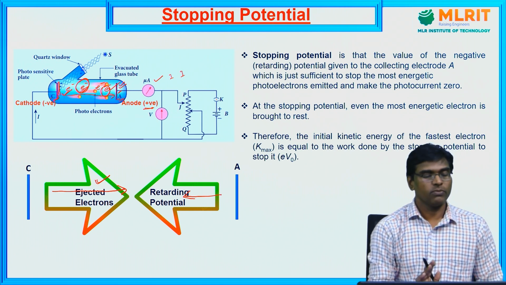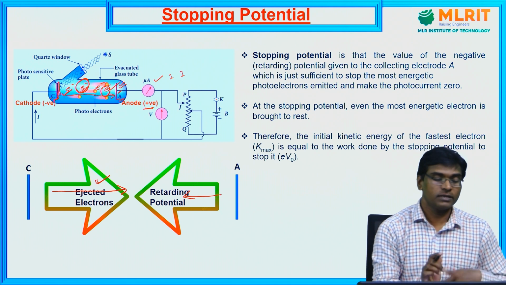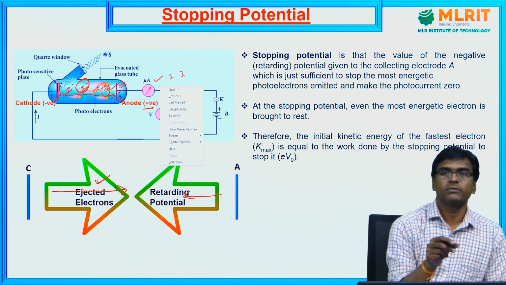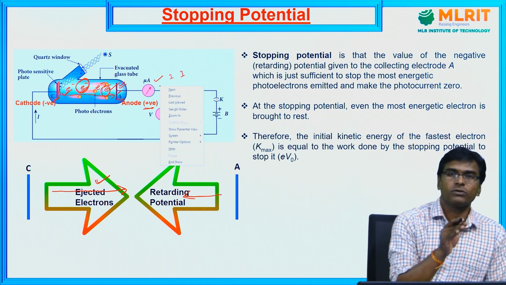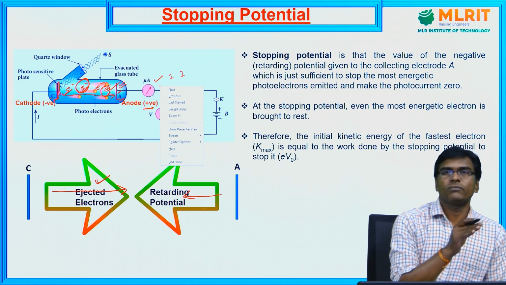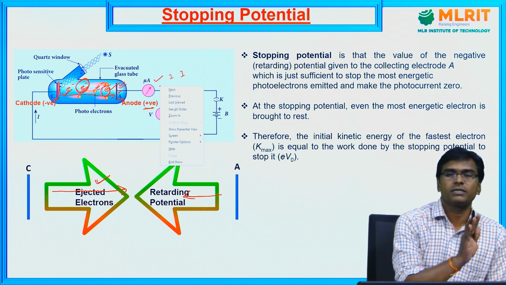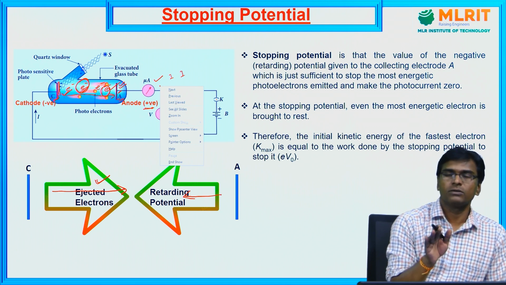So if the ejected electrons' kinetic energy is more, then they can overcome this opposing force and still reach the ammeter. But if you increase the potential difference further, then what happens? Slowly the photocurrent decreases. The reason is that the number of electrons reaching the anode decreases. So even if you increase the voltage more and more, almost all the electrons will not reach the anode A. It means that the photocurrent is completely going to zero.